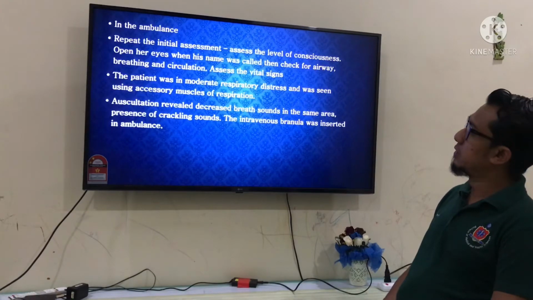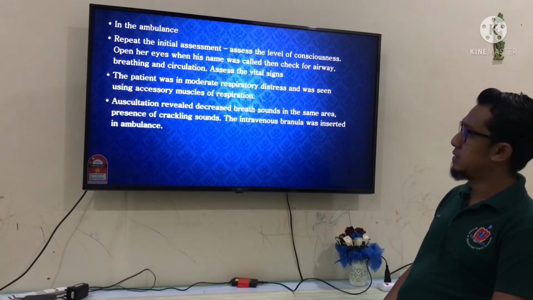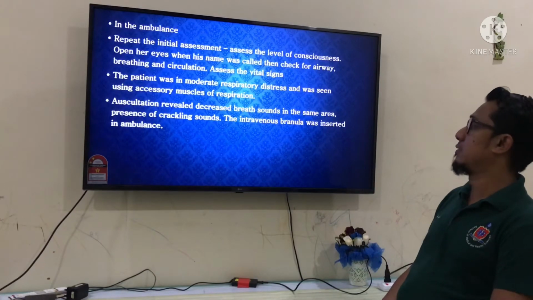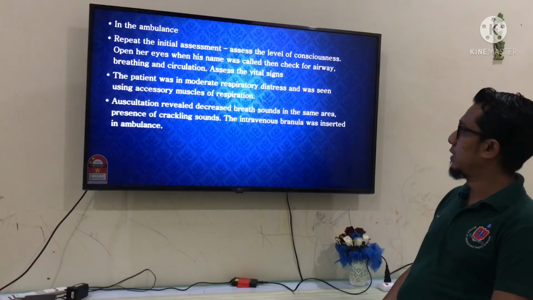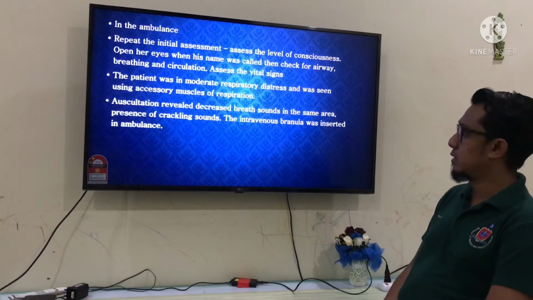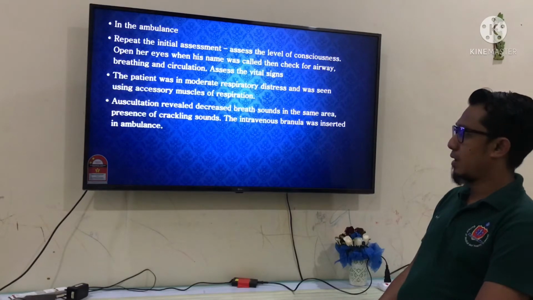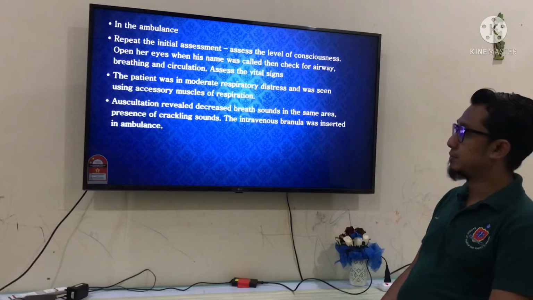Kita repeat initial assessment. Assess the level of consciousness. Opens his eyes when his name is called. Okay, kita panggil itu, dia buka mata. And check for airway, breathing, and circulation. Assess the vital signs. The patient was in moderate respiratory distress and was seen using accessory muscles of respiration. Dia susah nafas, nampak pakai dia punya accessory muscle. Auscultation revealed decreased breath sound in the same area. Presence of crackling sound. Dia ada crackling sound. The intravenous cannula was inserted in the ambulance.